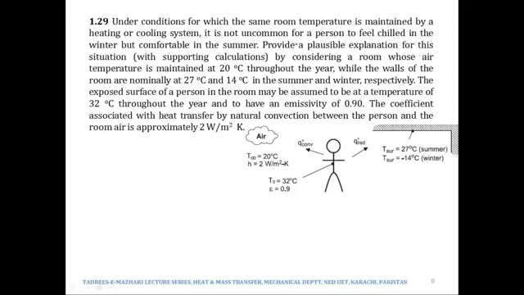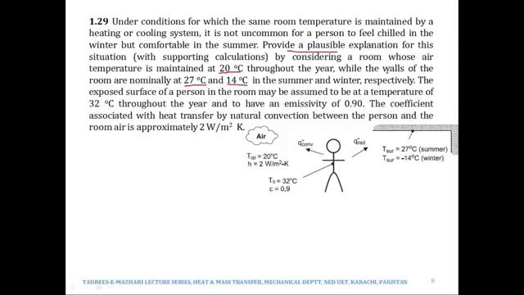So we are being asked to provide a plausible explanation for this situation, of course with calculations, by considering a room whose air temperature is maintained at 20 degrees Celsius throughout the year. So if it is summertime, it will be maintained around 20 degrees Celsius by cooling, and if it is winter time, then it will be maintained around 20 degrees Celsius by heating. While the walls of the room are nominally at 27 degrees Celsius and 14 degrees Celsius in summer and winter respectively.